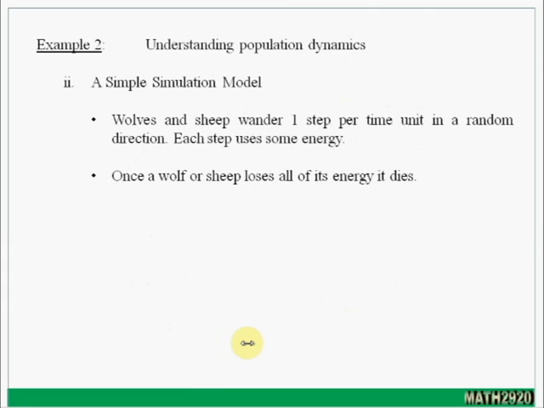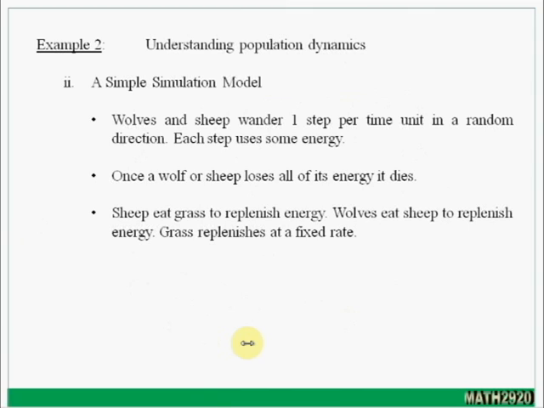So how much energy they've got, of course, will be an input. Sheep eat grass to replenish their energy. Wolves eat sheep to replenish their energy. And we'll say a wolf eats a sheep if they happen to land on the same square at a time unit. And grass replenishes at a fixed rate. So we might say, oh, it takes 3 time units for the grass to replenish itself.